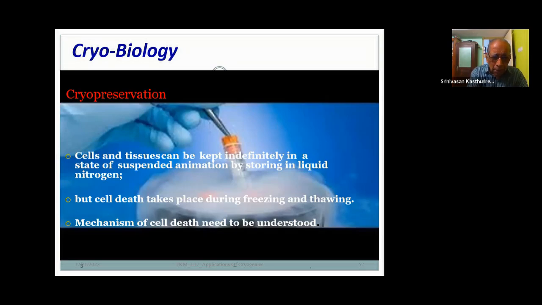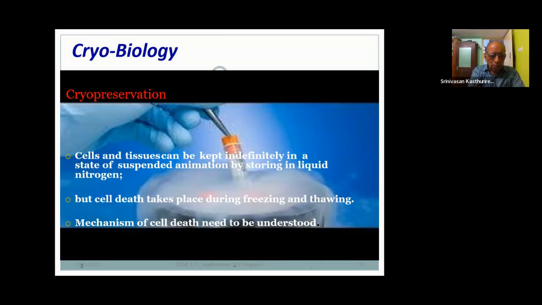So in cryopreservation, the cells and tissues can be kept indefinitely in a state of suspended animation by storing in liquid nitrogen. So you have to store it in liquid nitrogen for any length of time. So they are in a state of suspended animation. That means the reaction rates become so small that it is getting totally preserved.